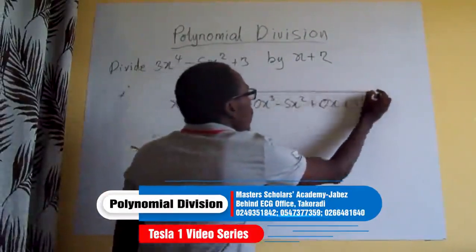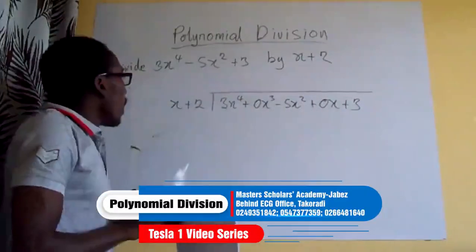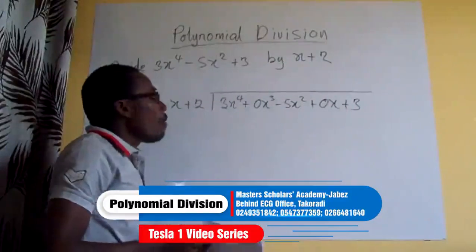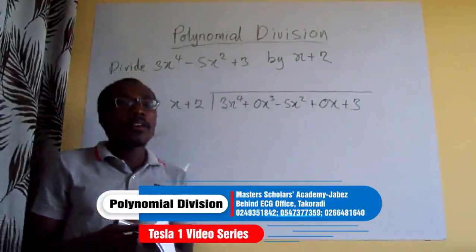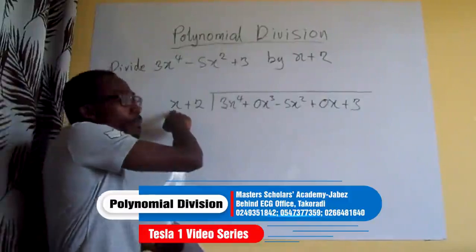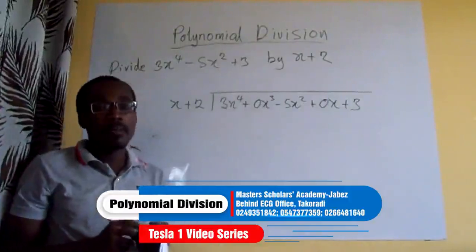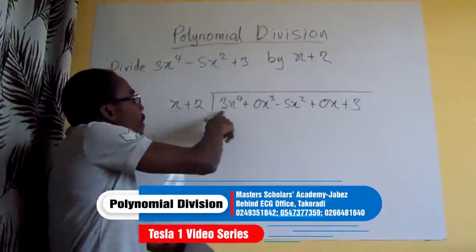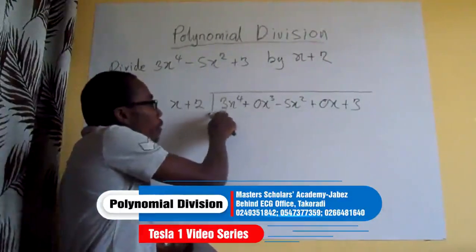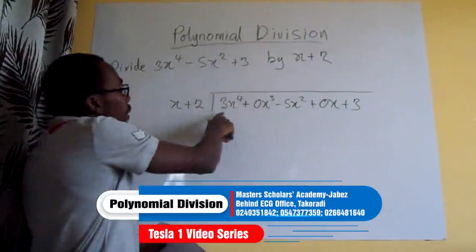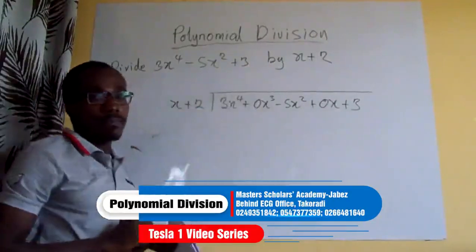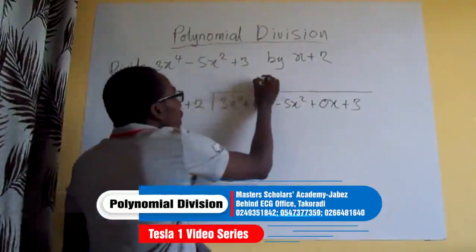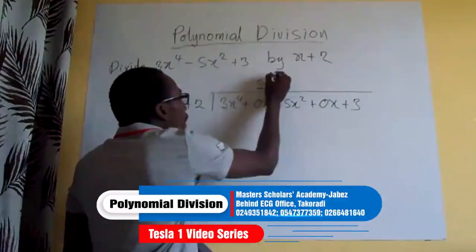So let's extend this a little. As we have this, we first of all look at the first term of the divisor, which is a term in x, and then we divide the very first term of the dividend, which is 3x to the power 4, by this x. When we do such, we are going to get the result to be 3x to the power 3.